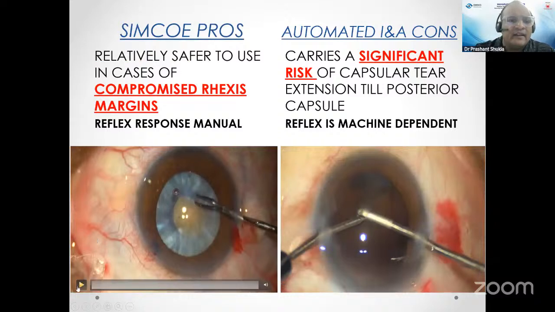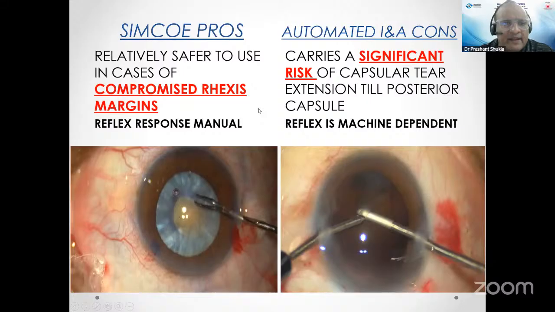This is another case, one of the other pros of Simcoe, in which I have demonstrated the use of Simcoe in a compromised rhexis margin. This case was initially posted for a phaco surgery. We can see a small side port here. After decompressing the bag, this is a patient of about 65 years who had long-standing diabetes, and the case was intumescent cataract.